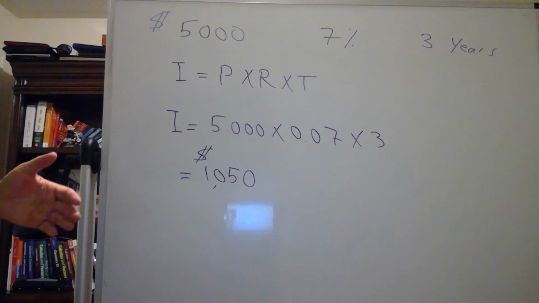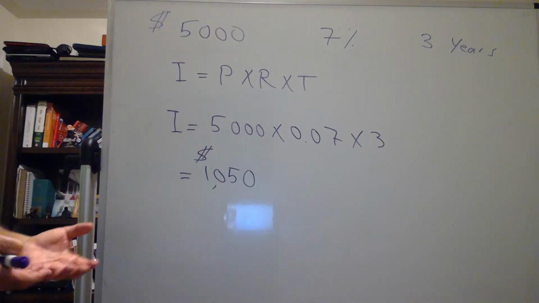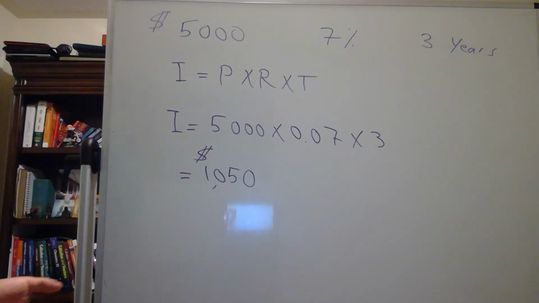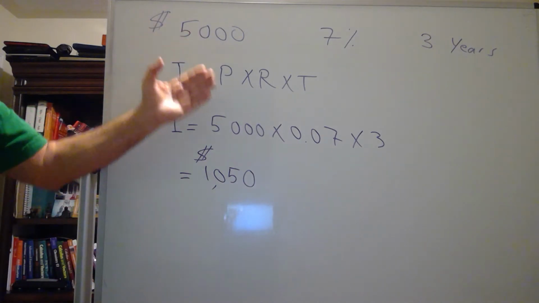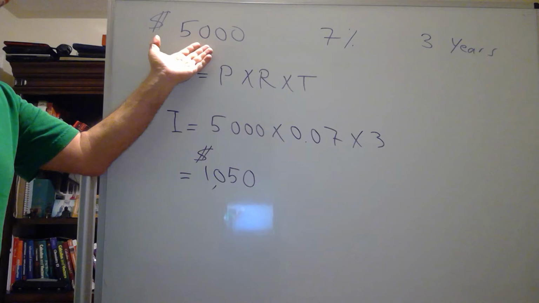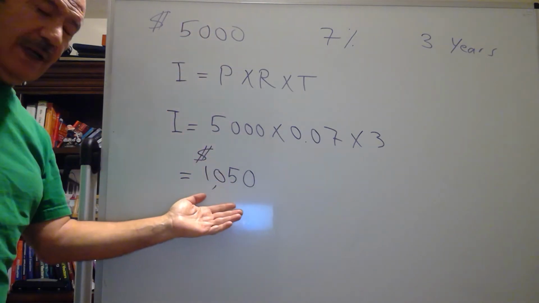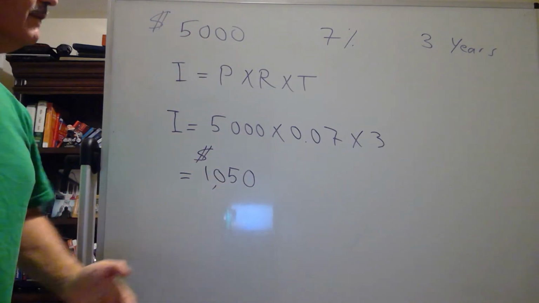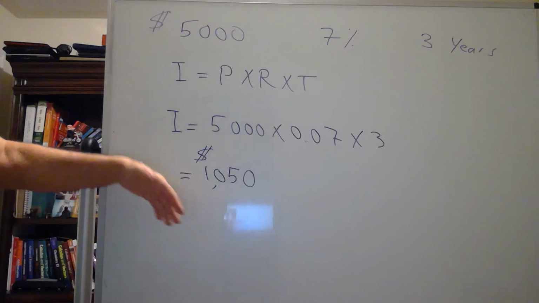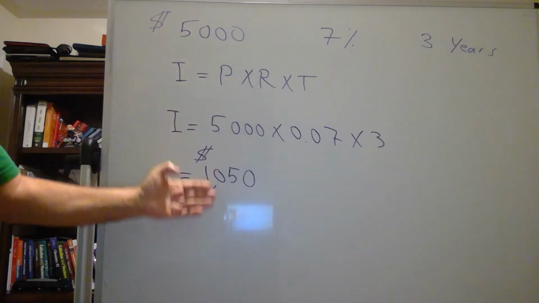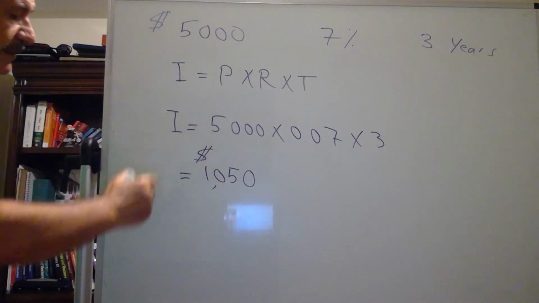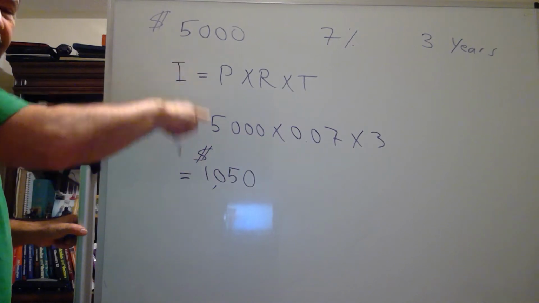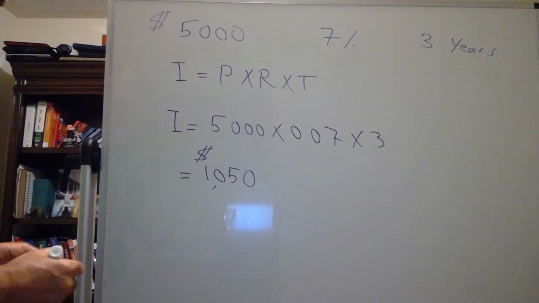What does it mean? It means after the 3 years, if I want to close my account, how much money will I get back? I will receive 5,000, which was my original value, plus this $1,050, which is my interest. $6,050 I'm gonna receive at the end of these 3 years. This $6,050, we call it maturity value.